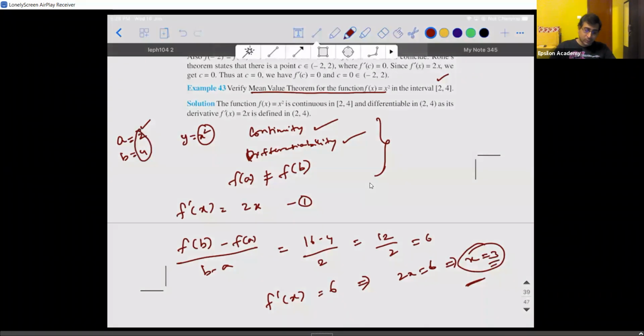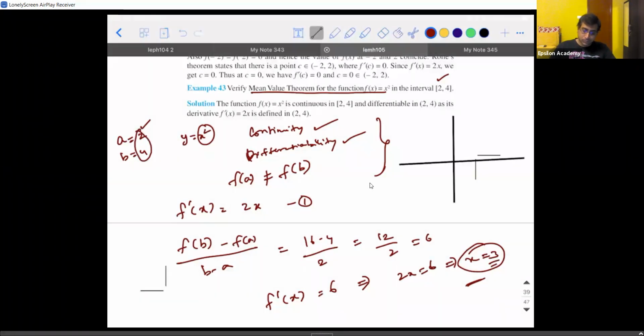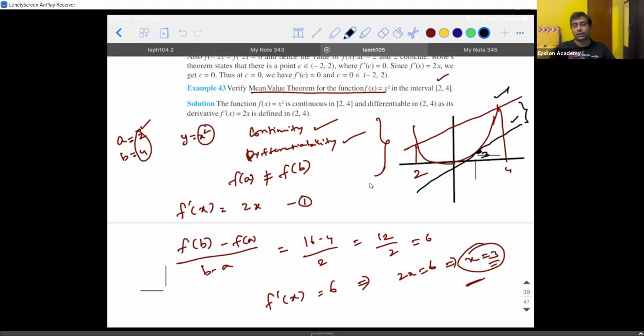So I will show you diagrammatically what is the meaning of it. If I take a curve like this, I'm going to take the points as 2 and 4. So joining these 2 points, there will be a secant like this. At point 3, if I draw a tangent, okay, my diagram is approximate only, then the secant and the tangent will be parallel to each other. Are you guys able to understand this? That is what mean value theorem says.